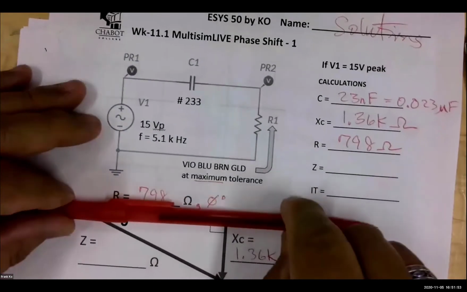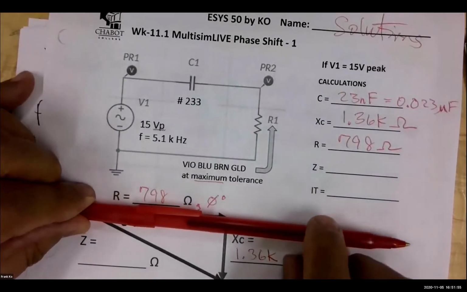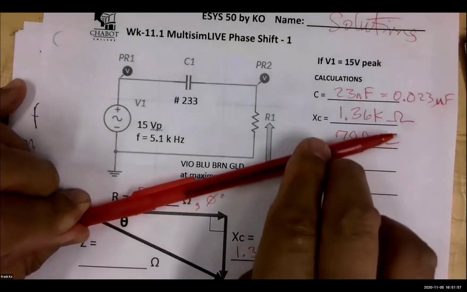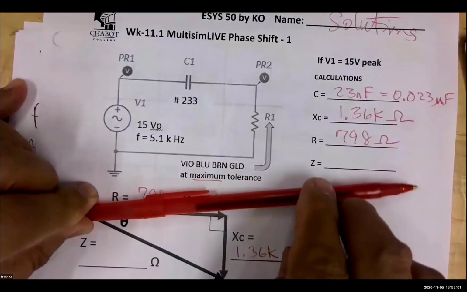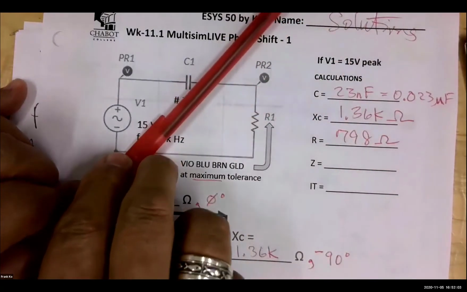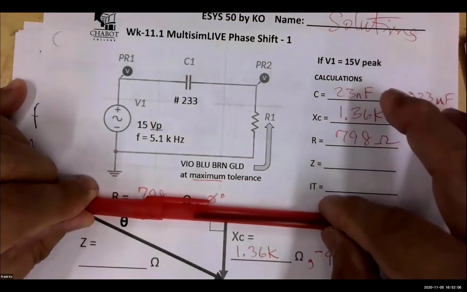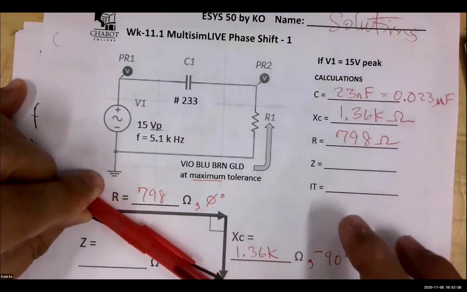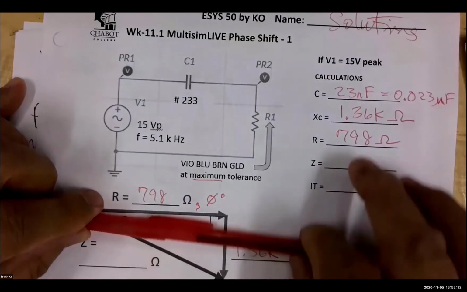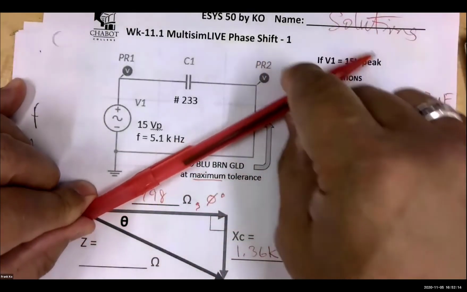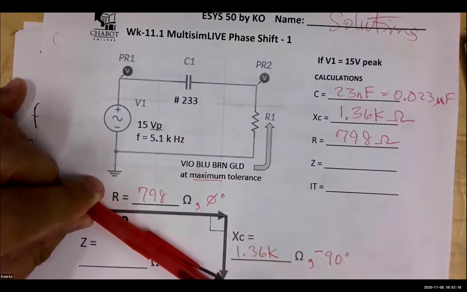Watch my pen. Anything moving in this counterclockwise direction from horizontal, from 0, would be a positive degree. Anything moving in this direction from 0 would be a negative degree. Moving in this direction is positive degrees. Moving in this direction is negative degrees.